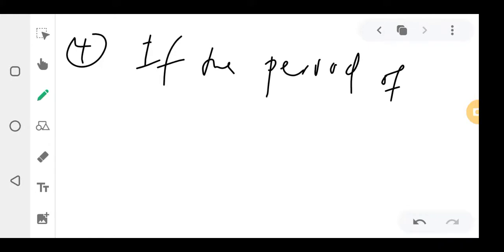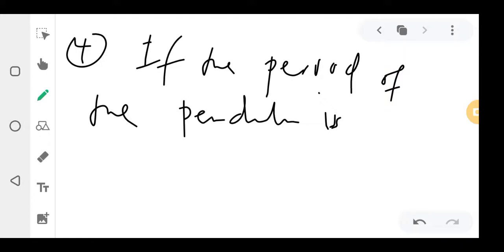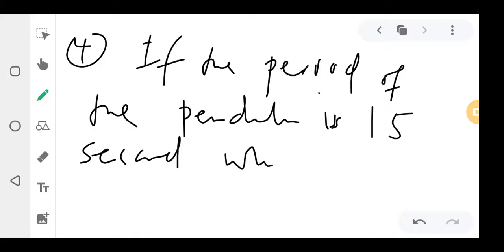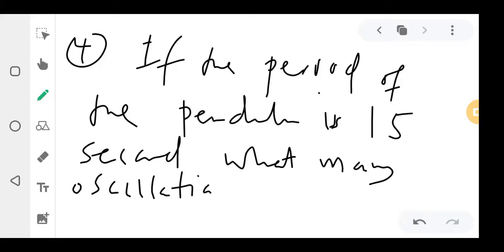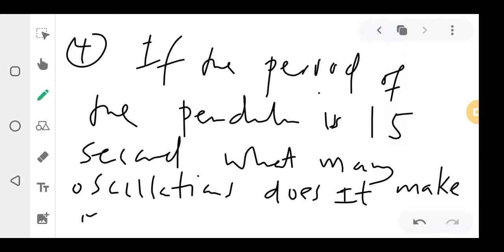Question 4. If the period of the pendulum is 15 seconds, how many oscillations does it make in 7 seconds?